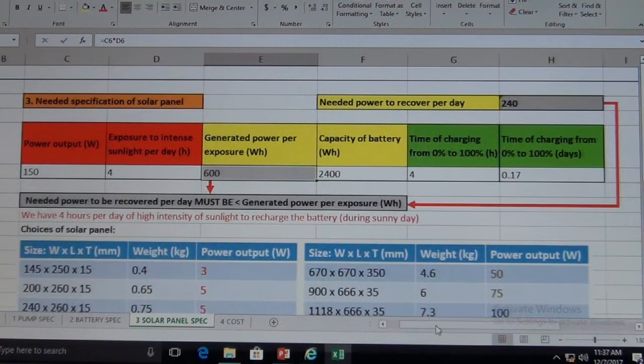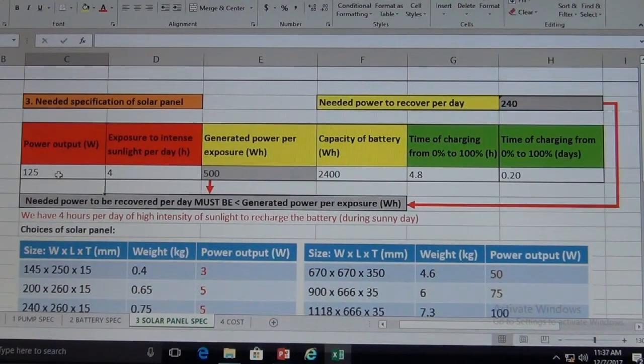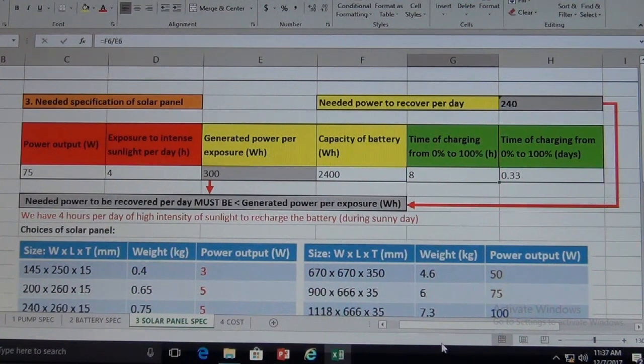So again, if your budget is tight, you could always lower down the specification. If you use 125 watt, you need 4.8 hours to recharge from 0 to 100%. If 75, it's about 8 hours, so you need 2 days. If your budget is tight, you can use 75 watt, but you need 2 sunny days to recharge your battery from 0 to 100%. Understand?